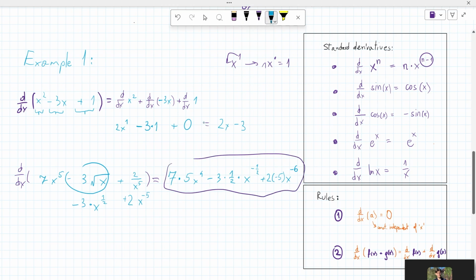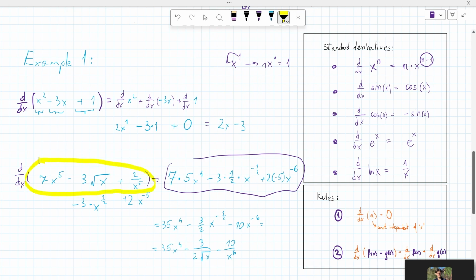Obviously I can simplify it a bit. And if you want, I can even write it like this. But we have just differentiated this function here. Congratulations.